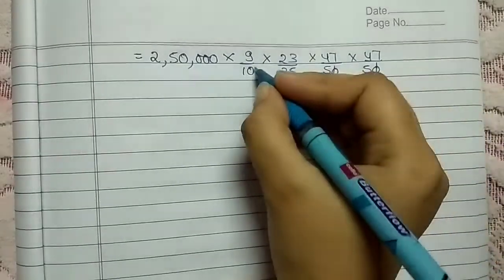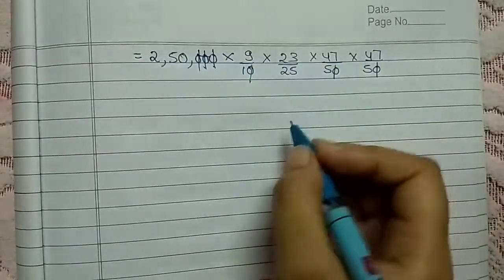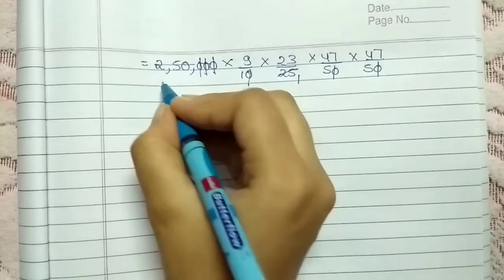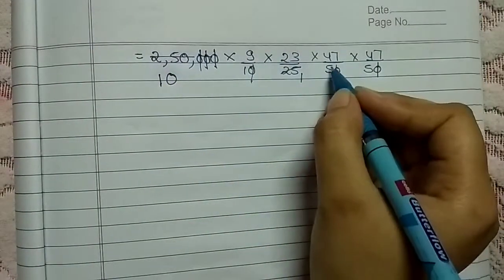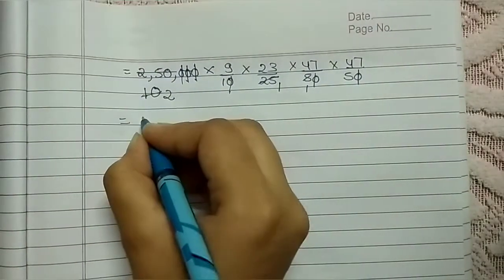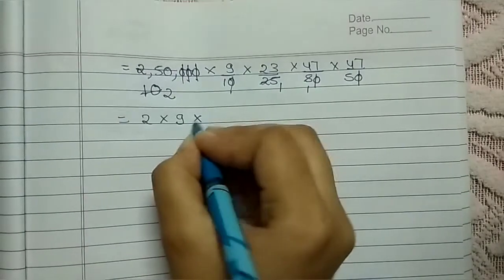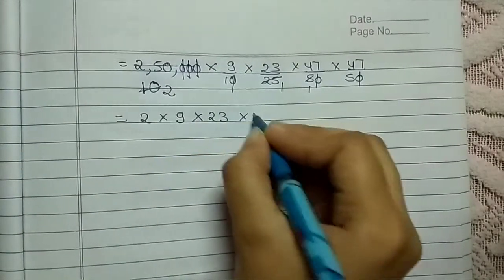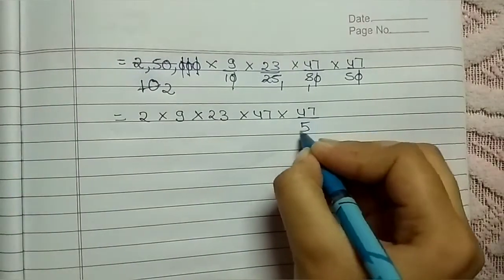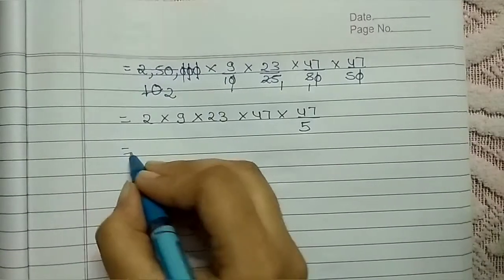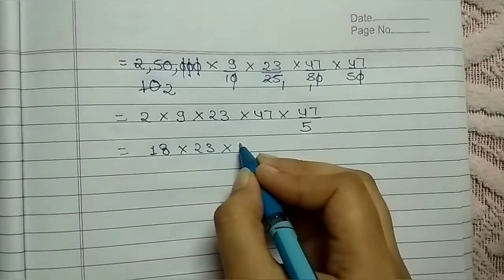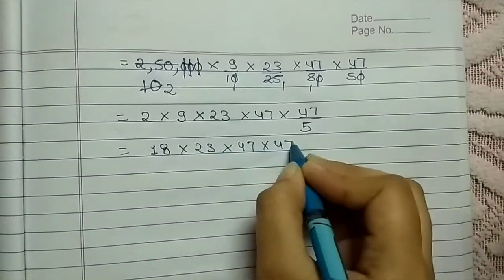Now 3 zeros will be cancelled. 25 ones are 25, 25 zeros are 0. 5 ones are 5, 5 twos are 10. Now we have got equal to 2 into 9 into 23 into 47 into 47 upon 5. Equal to 2 nines are 18 into 23 into 47 into 47 upon 5.